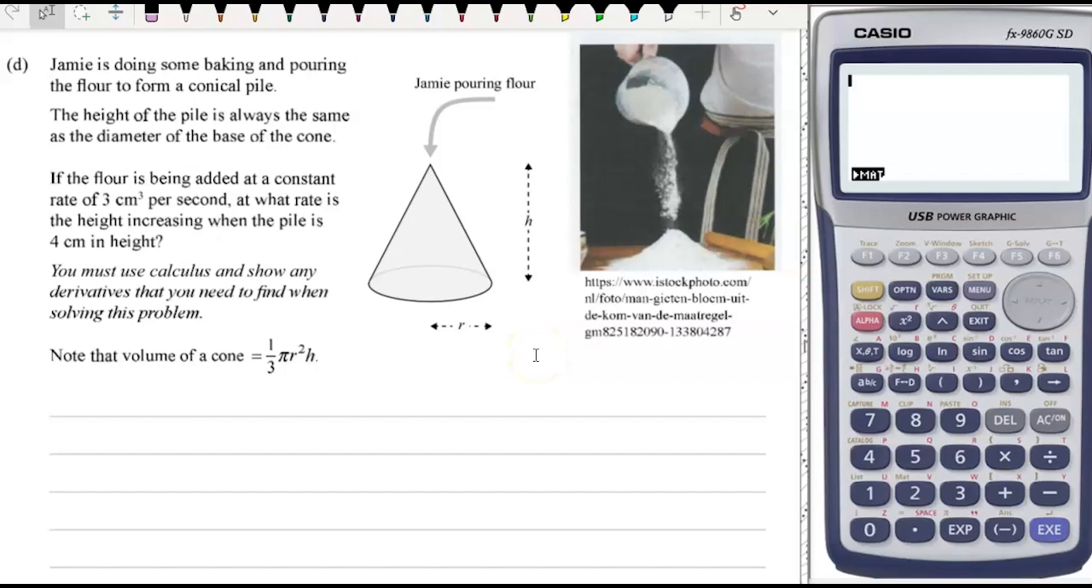Okay, this one is a rates of change question. We've got some flour being added into this conical pile of flour. Now, the way that I do rates of change questions is to read through and write down the information in rates versions as much as possible. So the first here is the flour is being added at a constant rate of 3 centimeters per second. So the rate of change of the volume of flour over time is 3. We want to find the rate that the height is increasing. So we will need to find dh by dt.